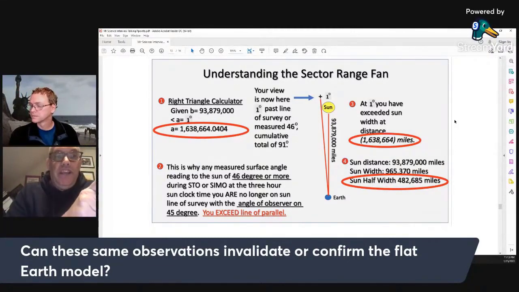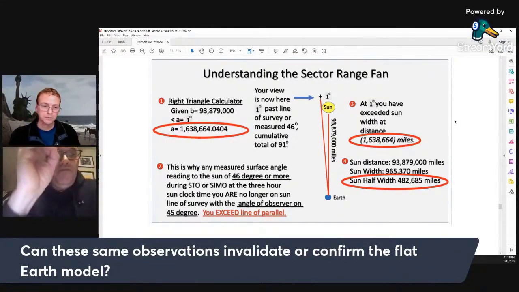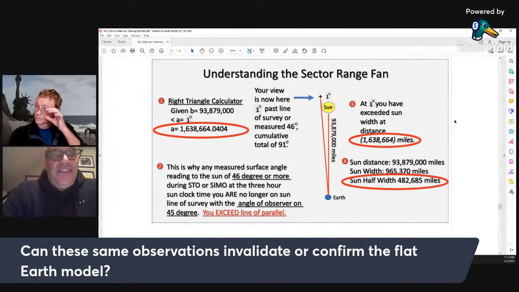That 1 degree pulls you. In other words, that would be a total composite of 91 degrees. That's what happens when you get a measurement of 46 degrees. You're 1 degree past line of parallel. That's at 1 degree at that sun's distance. Now remember, this is an exact measurement. So now you're over 1 million miles off that sun. What's the sun size? Now we need to look at the sun size. Remember, we're using half sun. Now it even exceeds the full sun width. So you can't be looking at that object.